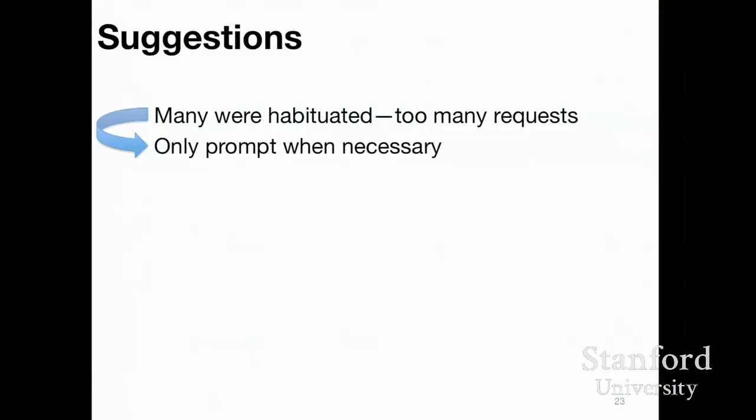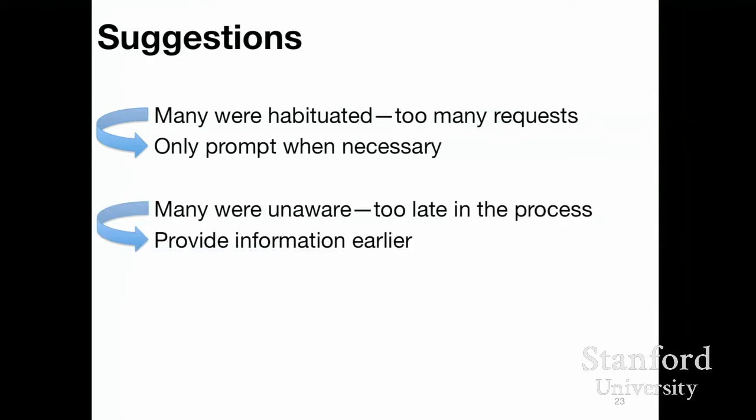So based on the qualitative results, we had a couple suggestions on how the user experience could be improved. One was that people were just habituated to seeing these requests with every app installation, regardless of what the risks associated with those permissions were. So too many requests. Maybe users should only be prompted when absolutely necessary, when there's an actual risk.